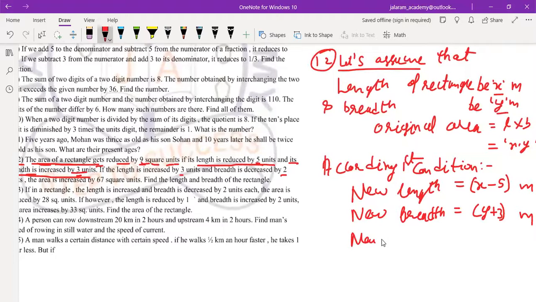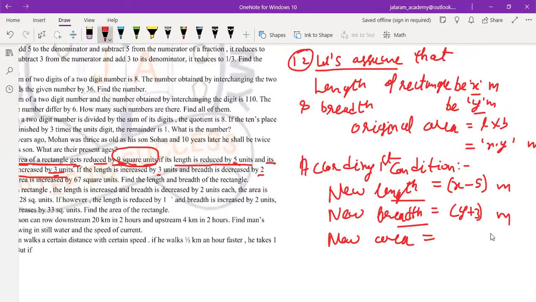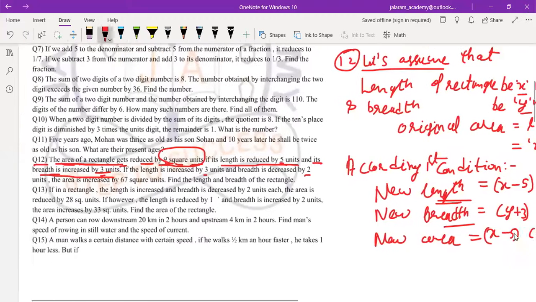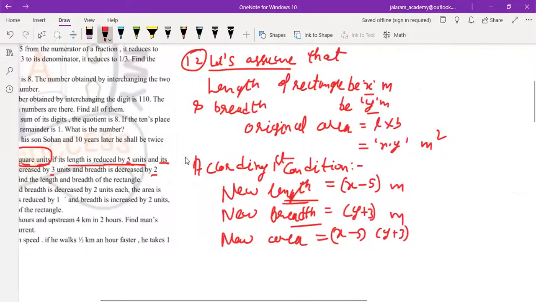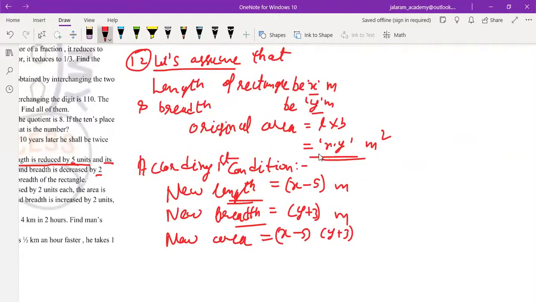So the new area will also be changed. What is the new area? You make a mistake when you start writing this 9 square unit. Don't read this first. First write the new area in terms of new length into new breadth. As we know, area equals length into breadth, so new area equals new length into new breadth, that is x minus 5 into y plus 3. Now we will write the condition: area of the rectangle gets reduced by 9 square meter. Before this, what was the area? Consider it as the known quantity, then only you will be able to solve.